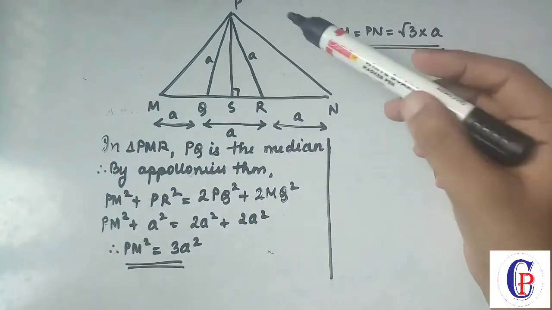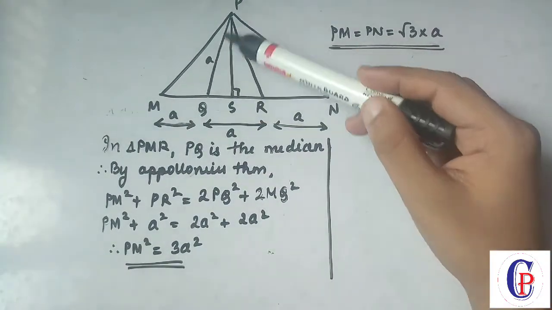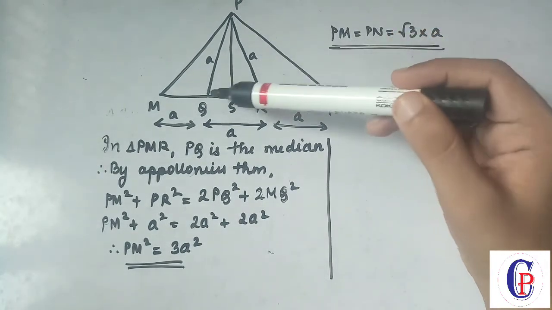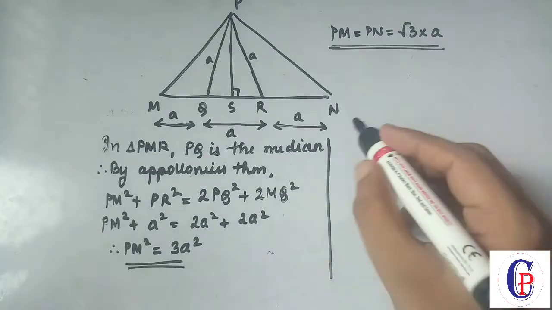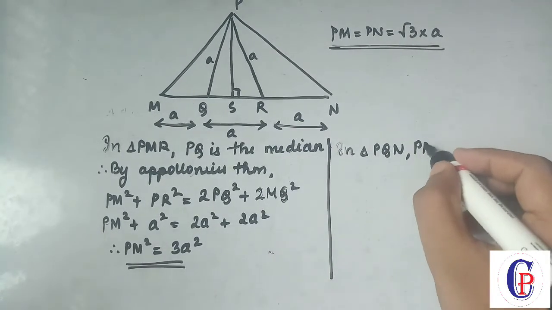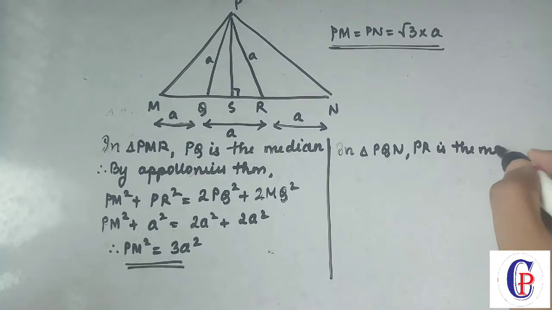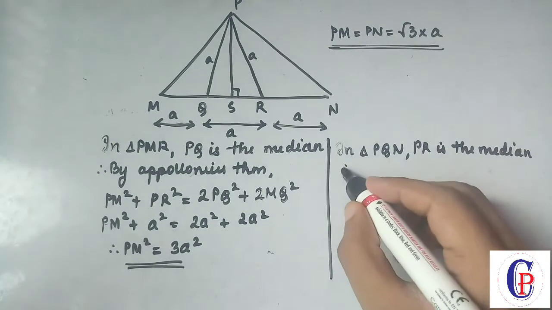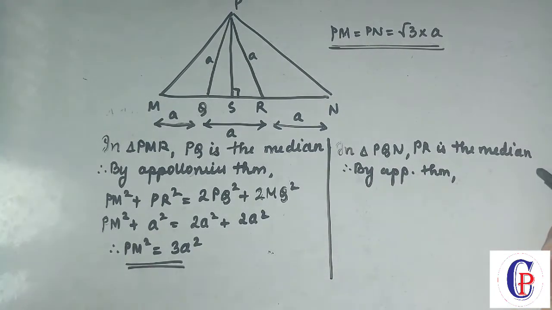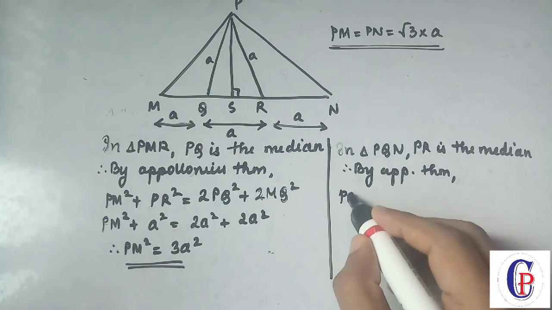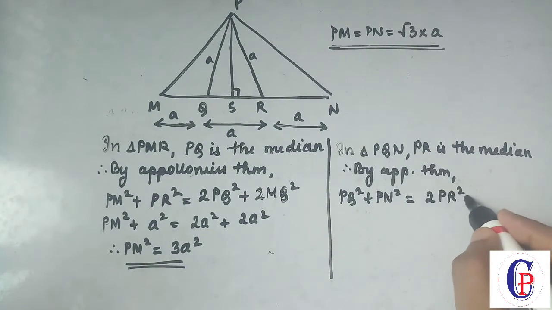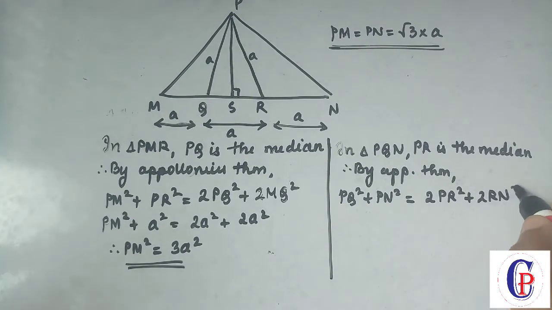Again, if you see this triangle PQN, we can say that PR is the median, because QR and RN are equal. So in triangle PQN, PR is the median. Therefore, by Apollonius theorem, PQ square plus PN square is equal to twice PR square plus twice RN square.